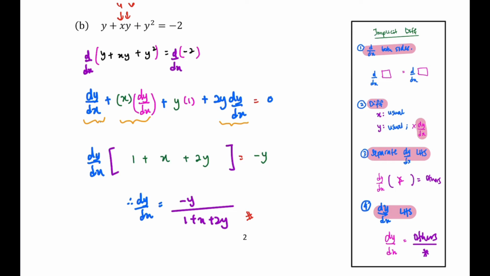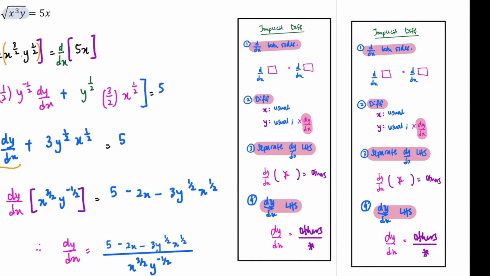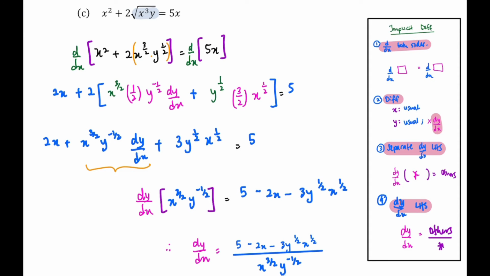And finally, let's do the fourth step, which is just leave your dy over dx on your left-hand side. So let's divide the right-hand side with this term. Therefore, this is our final answer. Now let's proceed with part C. This is the question. So let's rearrange this first.